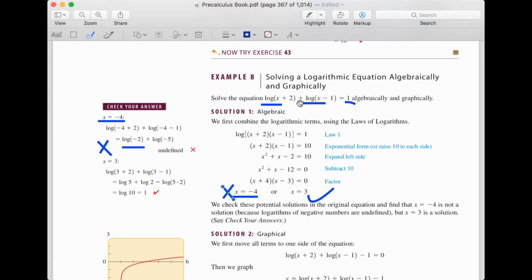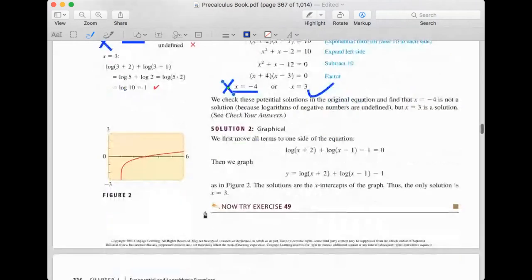So this is a typical question, right? We have two log terms. We want to use the log property to combine them into one log. Then we rewrite the log equation into exponential form. Then we just solve algebraically. All right, let's see.